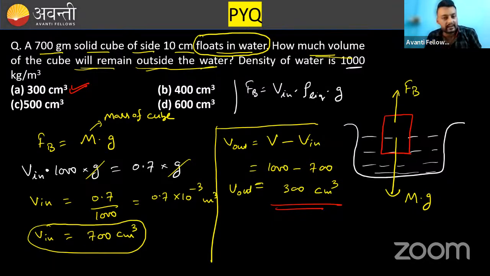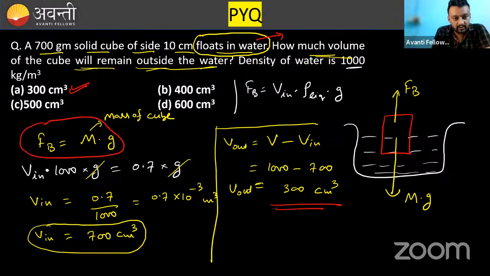So what's the most important concept that you can learn from this question? The most important concept is whenever the solid is floating. Floating means it's neither moving downward nor moving upward. It's in equilibrium, and for equilibrium, the buoyant force should be equal to its weight. This is the punchline, the concept that you should learn. All other things are already known, how to write the buoyant force, how to write the weight, all these things are secondary.